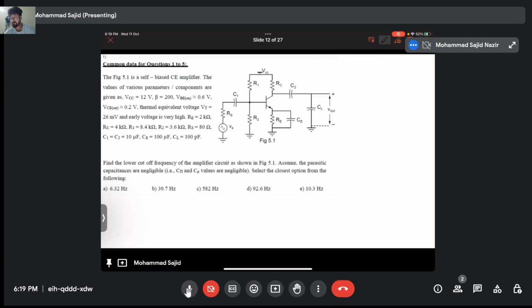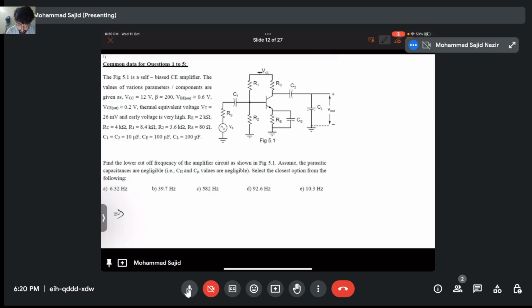Okay, now moving on to these questions. The only difference in our analysis now will be that this will be a BJT. So I will draw the equivalent circuit, and you will see that there is not much of a difference in the analysis. All right, so this is a question.